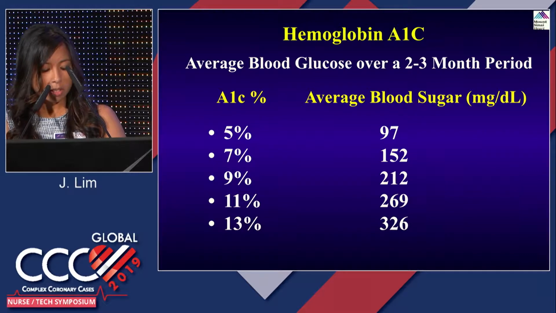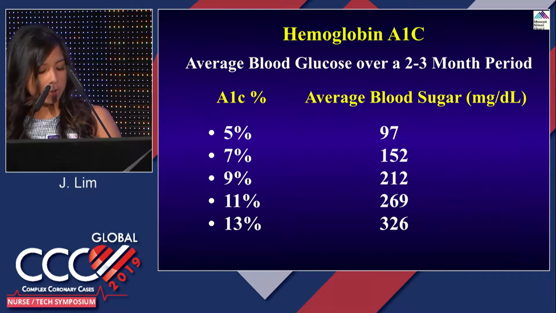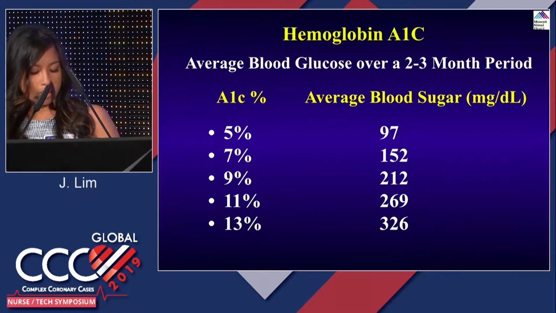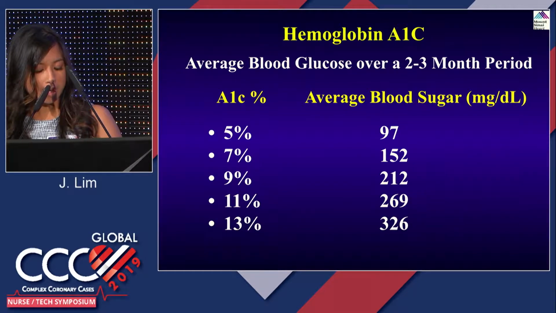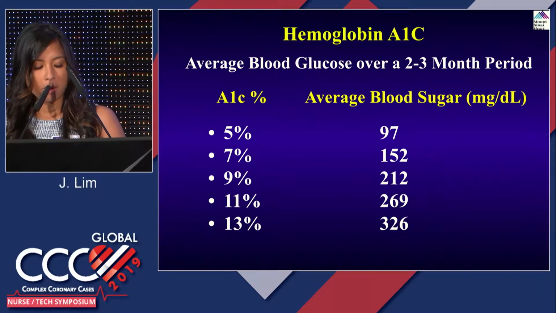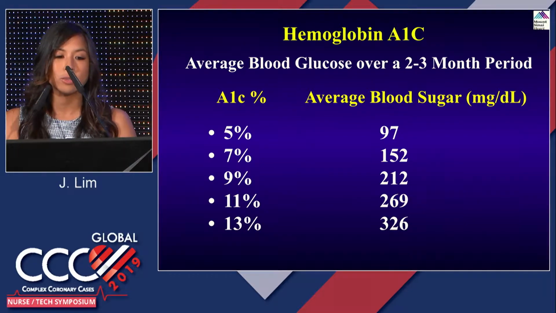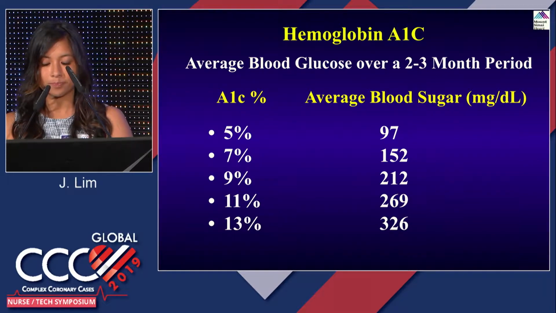I also included the hemoglobin A1C because that's the average blood glucose over a 2 to 3 month period. The good part is you don't need to be fasting. And I put the correlating blood sugars here because I feel that our patients don't really know how their hemoglobin A1C relates to the actual blood sugar. So we see here 5% is 97, 9% is 212, and 13% is 326.